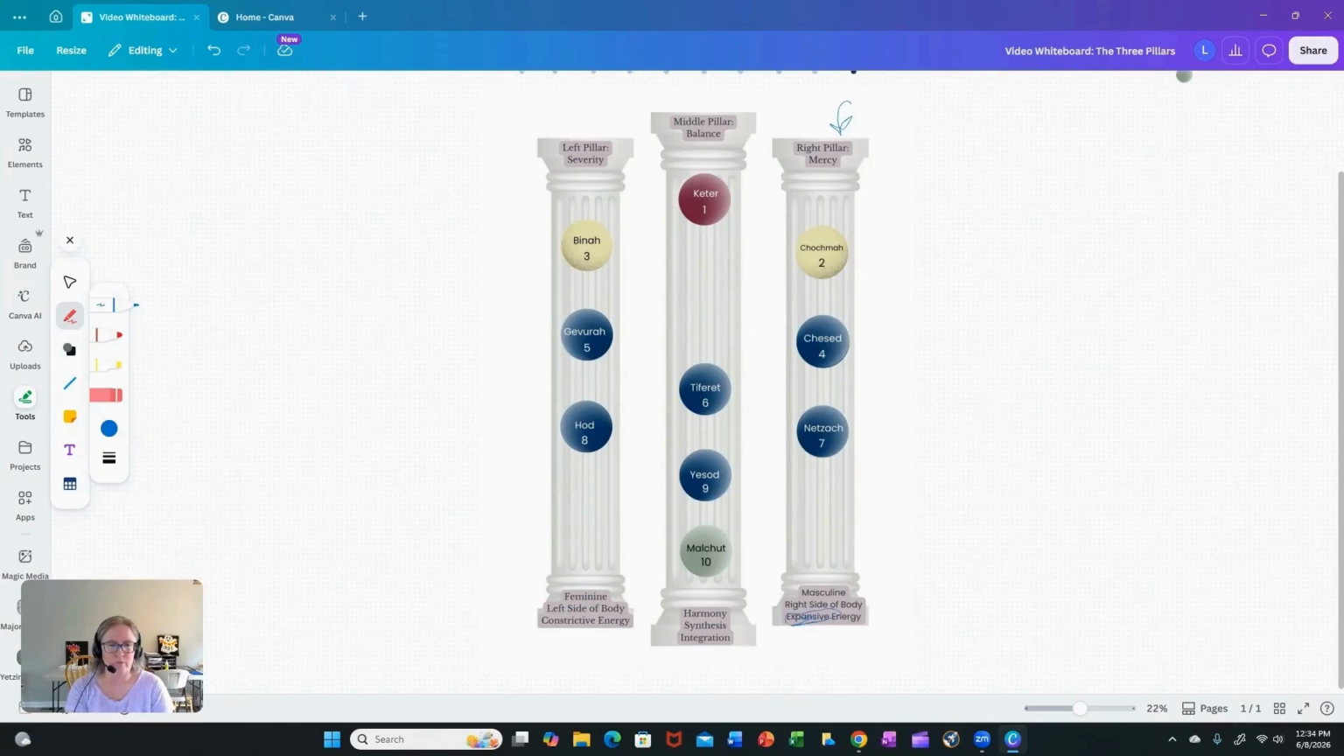Expansive energy. Pardon me, I'm learning how to use my pen. That really sucks. That didn't. Oops, sorry, I'm not supposed to say sucks, am I?